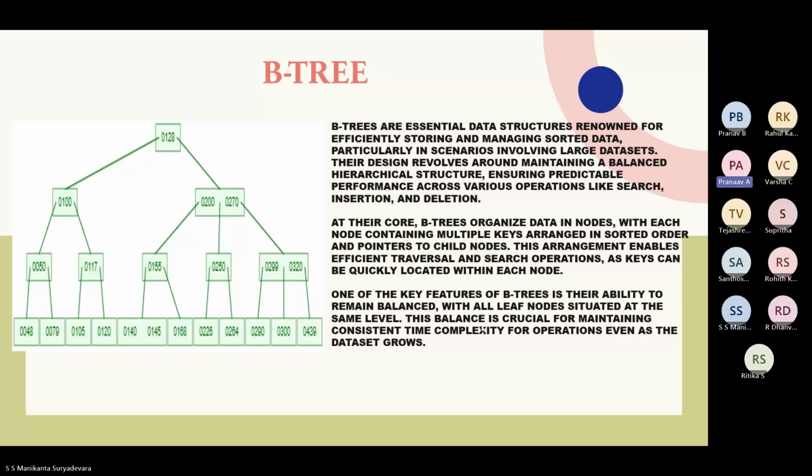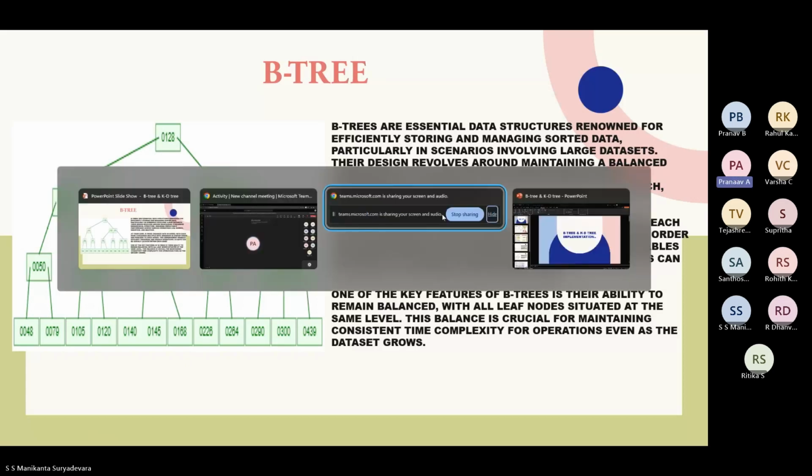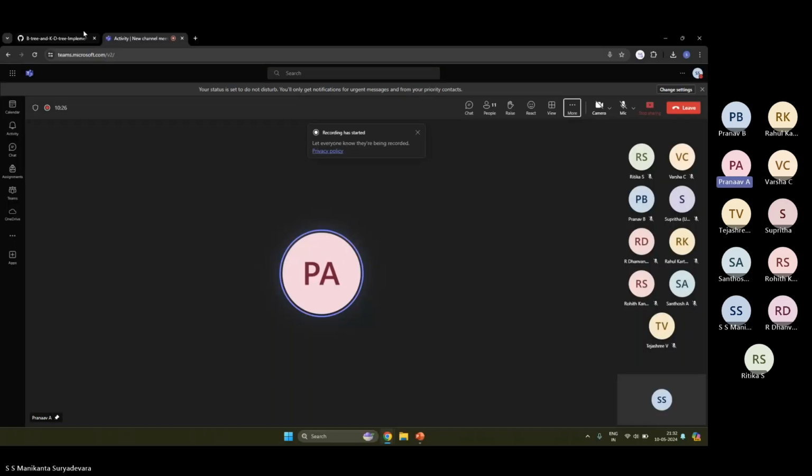The advantages of B-tree include balanced structure and efficient operation, and the main disadvantage is its complex algorithm for insertion and deletion, so it is comparatively slow compared to other data structures. Applications of B-tree include database systems and file systems, and B-trees are also utilized in web browsers to store and manage bookmarks, history, and cache data. So let me give you the coding part of B-tree.